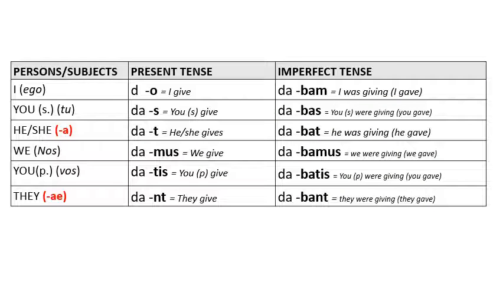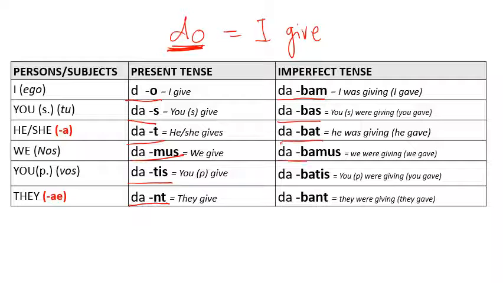Now, there is a verb that I need to show you, which is very important. The verb I give in Latin is do. Don't say do, because it's not how it sounds in Latin. This is do. And the verb do conjugates as do, das, dat, damus, datis, dant. And in the imperfect tense, in the past, dabam, dabas, dabat, dabamus, dabatis, dabant.